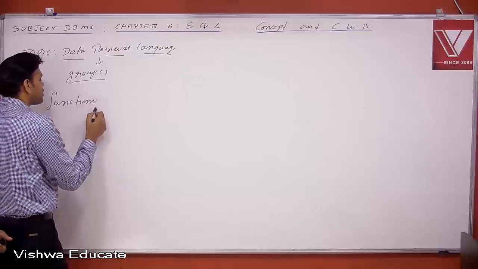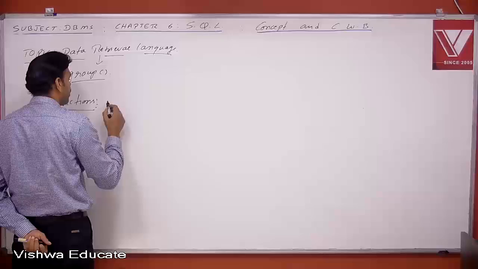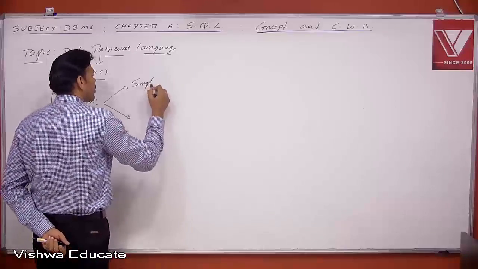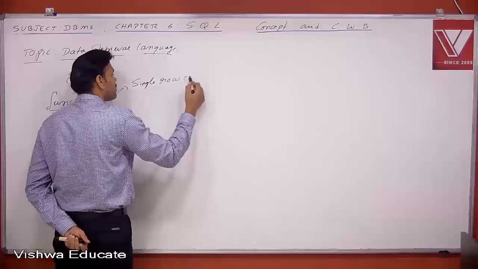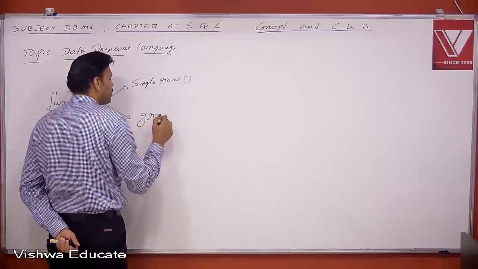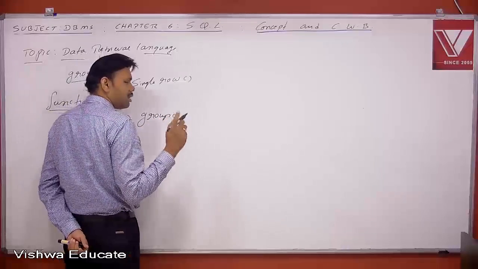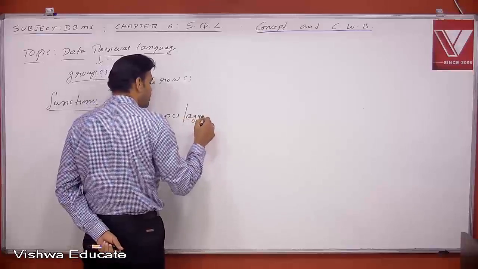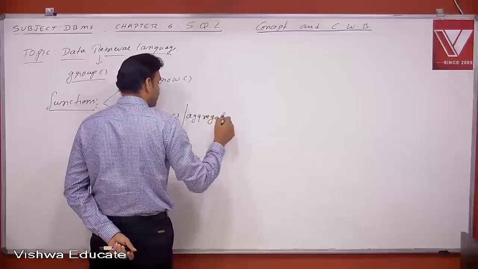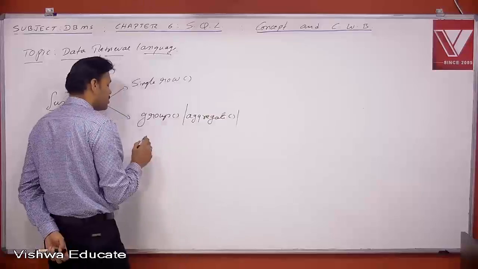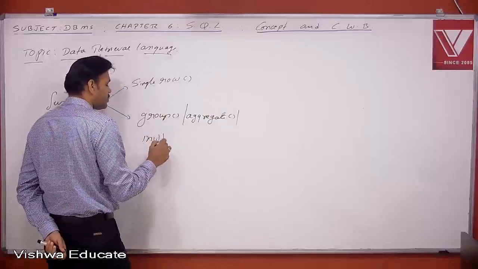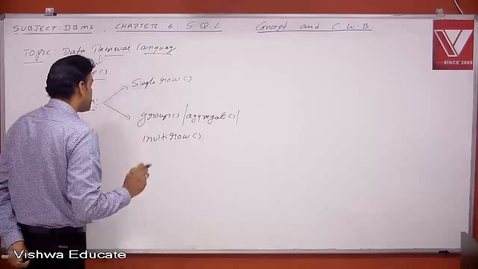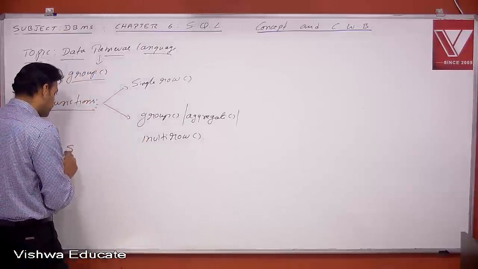As far as functions are concerned, two types are there. One is single row functions and the other one is group functions. Group functions are also known as aggregate functions, and group functions are also known as multi-row functions. So what is the difference between single row and group?